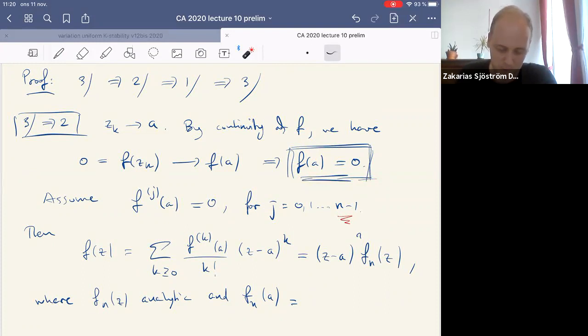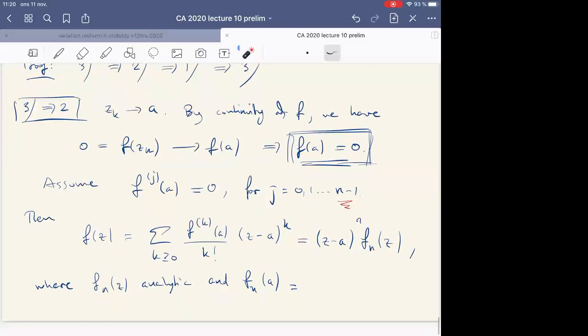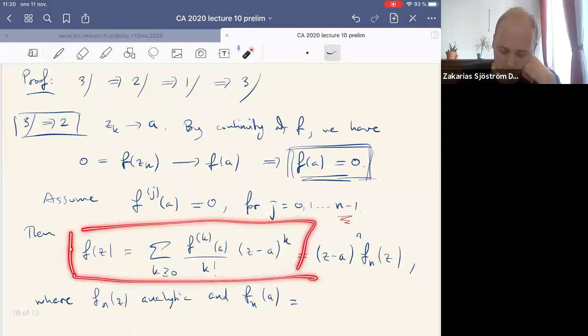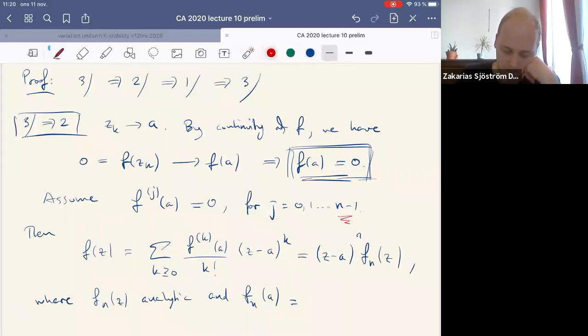So by sort of induction here, we assume that the jth derivative was 0, but j could be 0, so this could be assuming that f of a is 0, right? And then I get the power series expansion here. And so what is happening, of course, since these things here are equal to 0 for k less than or equal to n minus 1, this thing is just equal to f^(n) of a over n factorial times (z minus a) to the n, and then plus a bunch of other terms, right?